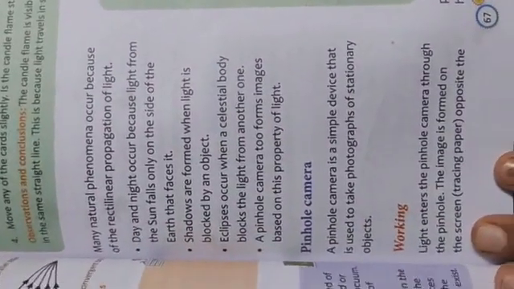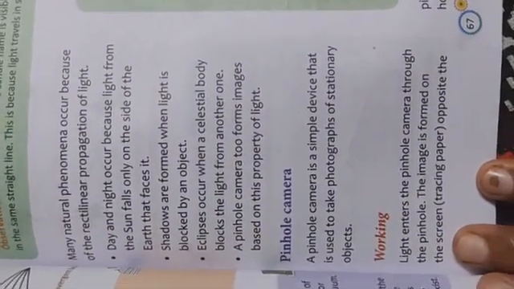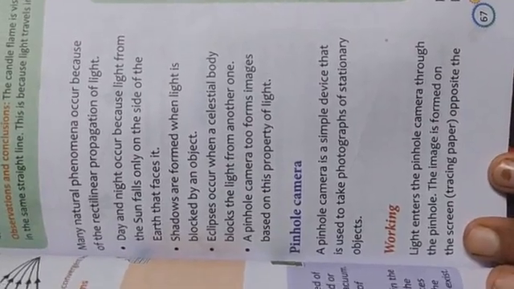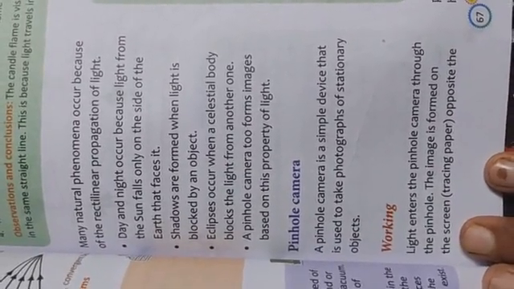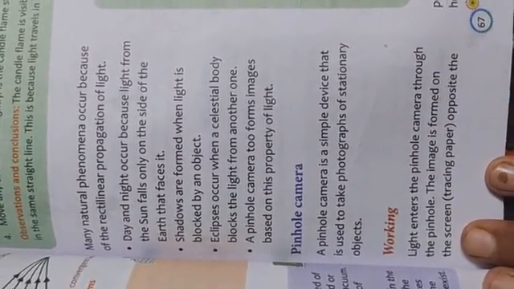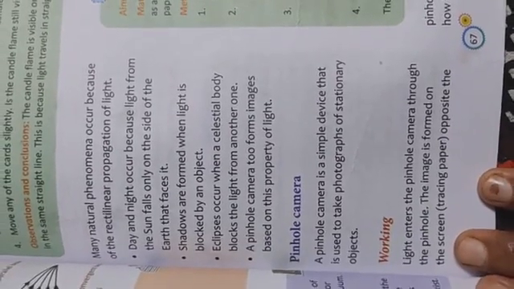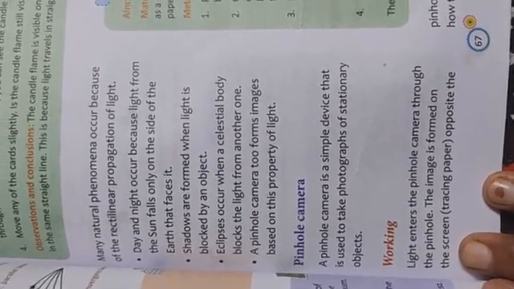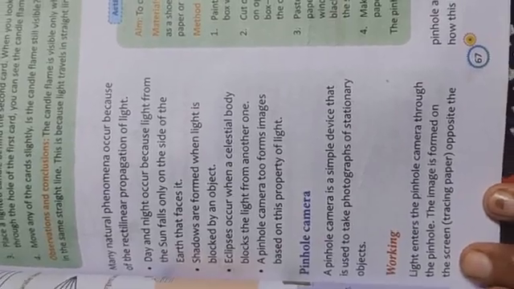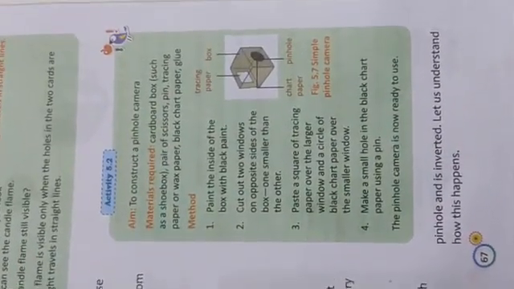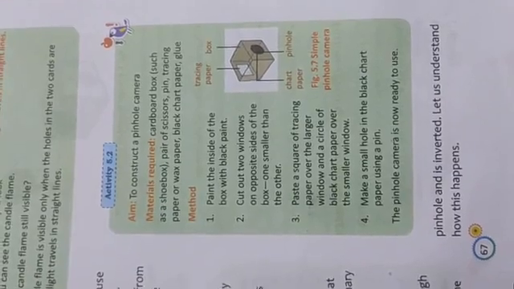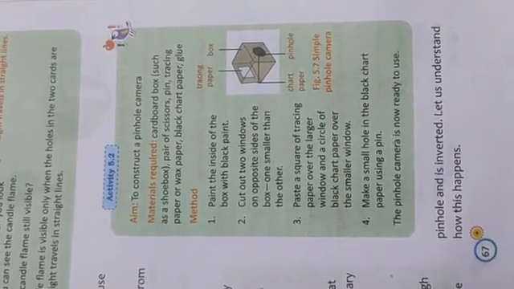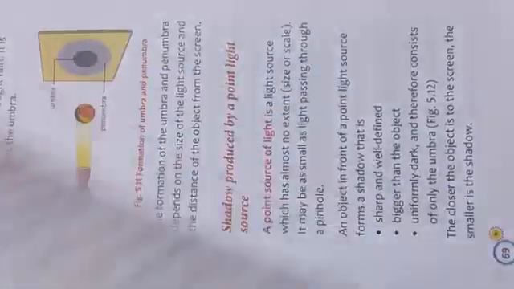You must know that when the light enters the pinhole camera through the pinhole, then the image is formed on the screen. Screen means the tracing paper that you have to fix inside it. So the image is formed on the screen opposite the pinhole and is inverted. I mean the image that is formed is real and inverted. So how is it formed? Let's see.